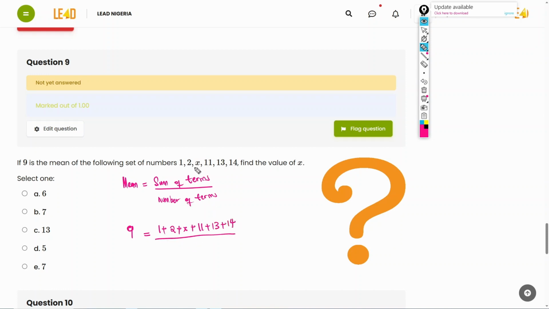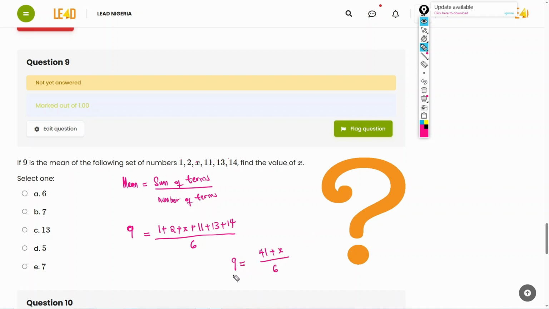And the number of terms is 6, because if you count 1, 2, 3, 4, 5, 6, the number of terms is 6. So I would have 9 is equal to, so let's add up all of this. Let's simplify the top by collecting like terms. So 1 plus 2 is 3. 3 plus 11 is 14. 14 plus 14 is 28. 28 plus 13 is 41. All right, so 41 plus x over 6 is equal to 9.